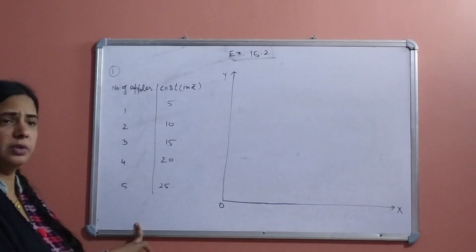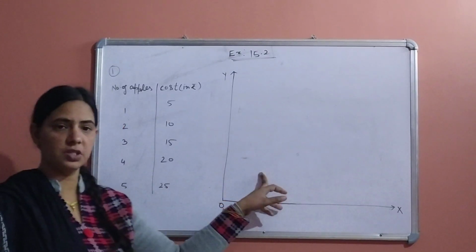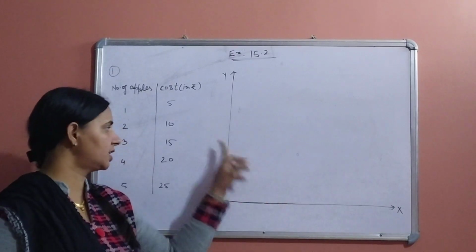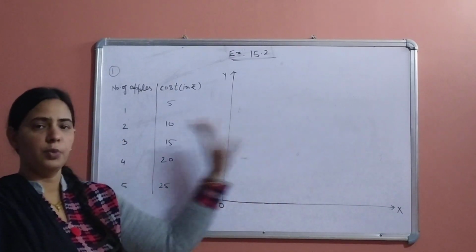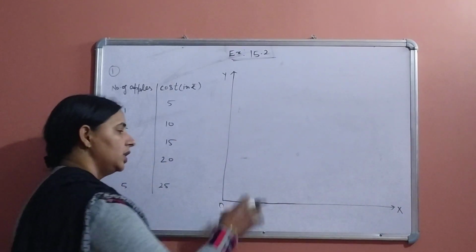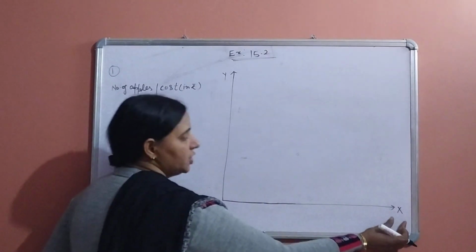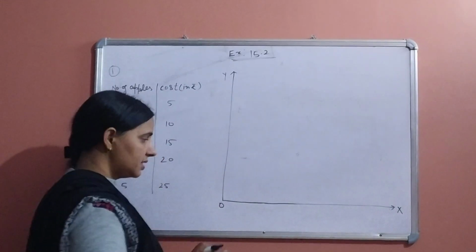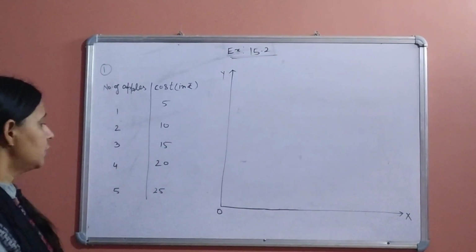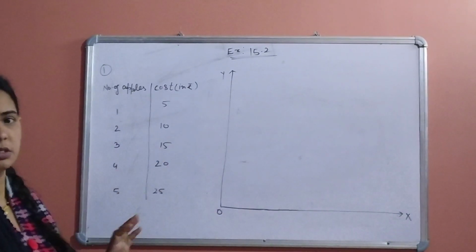You can see here all the values are positive, so we will take only first quadrant. We know in first quadrant x and y both are positive, all the positive values. So we are taking only first quadrant, we are taking in this xy plane. Horizontal x-axis, vertical y-axis. Now, what you will take on x-axis and y-axis? This is very important.